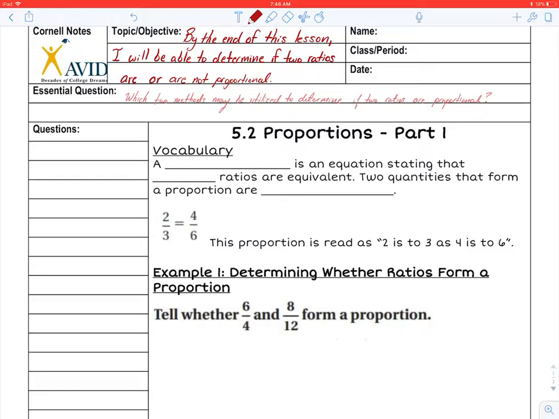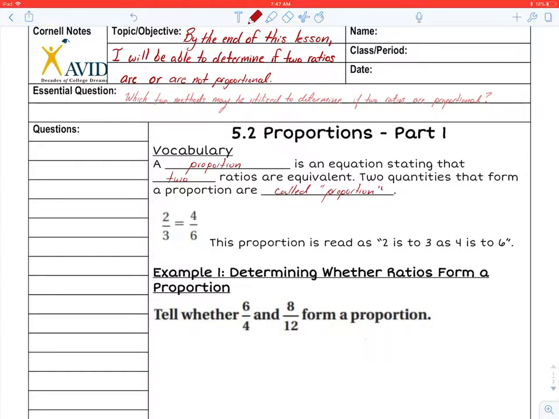Now let's go ahead and start off with some vocabulary. A proportion is an equation stating that two ratios are equivalent, which means that they're equal to one another. Two quantities that form a proportion are called proportional, which seems very obvious. So if you hear me refer to two quantities, or two ratios, as being proportional, it means that they're equal to one another.